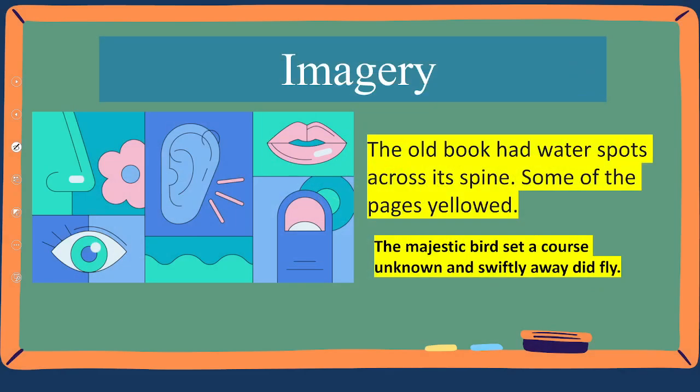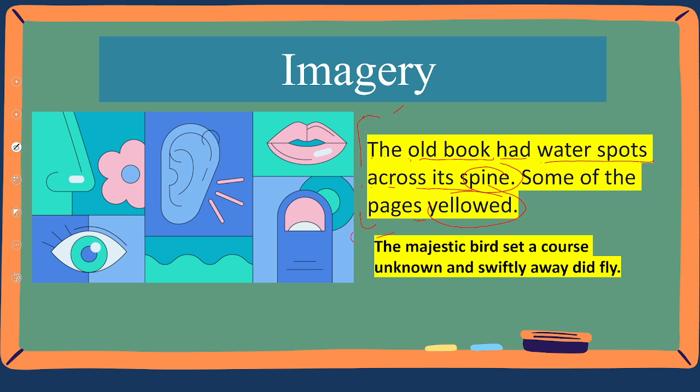Here are some examples. The old book had... So if you read this sentence, what comes in your mind? The old book had water spots across its spine. Some of the pages yellowed. You can imagine that there is a book with water spots. The spine of the book is broken, or it had water spots and the pages are yellow. So you can visualize a book like that.